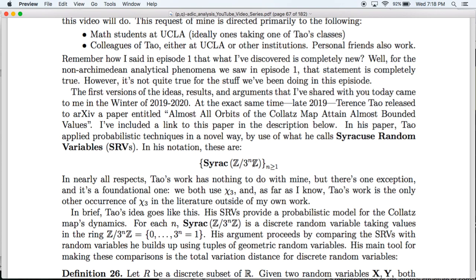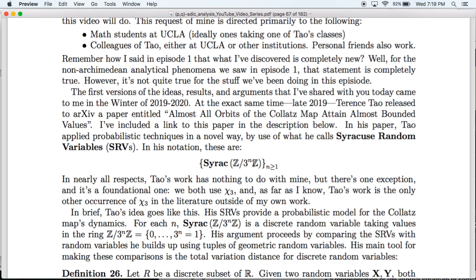So, in nearly all respects, Tao's work has nothing to do with mine. It's all probability theoretic, and I'm not really that good in probability theory. It's very, very dense and detailed and incredible. Also, it uses real and complex numbers, whereas I'm using p-adic numbers. So in that respect, it's almost essentially completely different. But there's one way, and it's a foundational way, in which my work overlaps with his. And it's that we both use chi3. As far as I know, Tao's work is the only other occurrence of chi3 in the literature outside of my own.